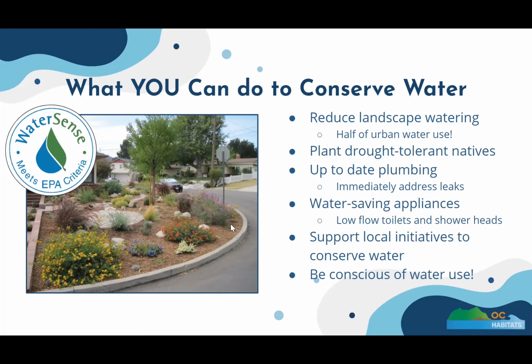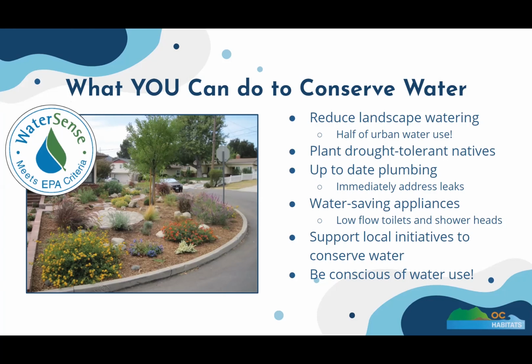Something else you can do is make sure that your plumbing is up to date, and if you ever see any leaks, try to address them immediately, so that no water is being lost that doesn't need to be. You can also use a lot of water saving appliances like low flow toilets or shower heads. If you look in this upper left-hand corner, this is called the WaterSense marking, and you can find that on different appliances.